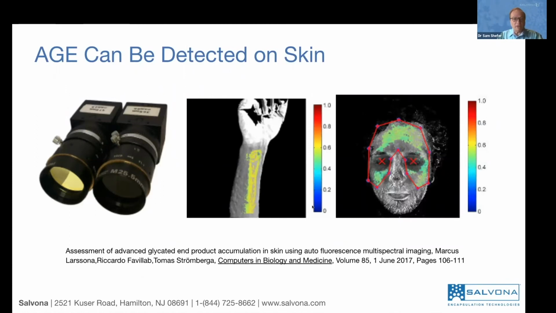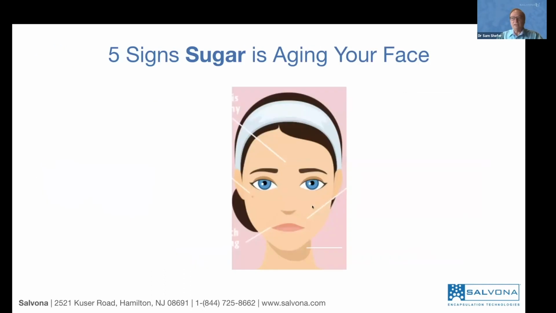And now we're talking about how to treat and with what to treat. So this is the focus and the purpose of this webinar. There are ways to know it, but you don't need this fancy equipment, right? You just look at the face and you see the 5 signs in which sugar is causing aging on the face, just on the face.